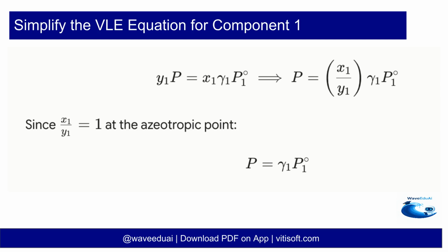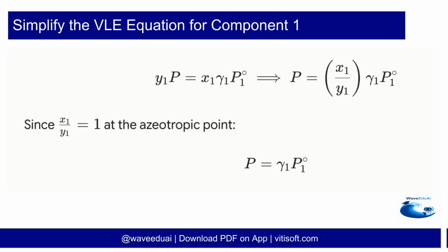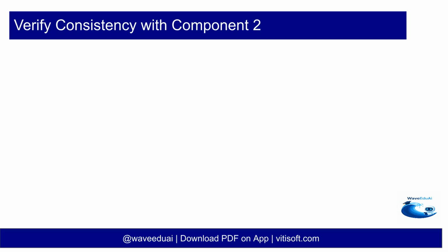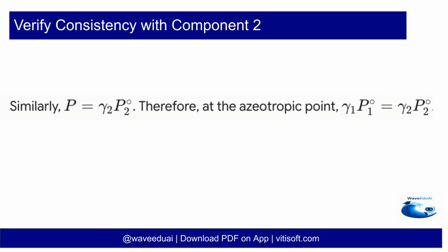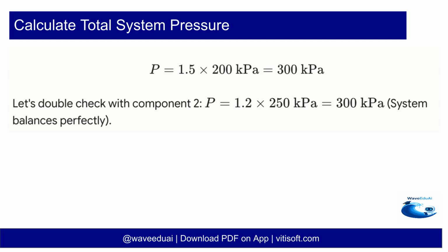By substituting the azeotropic condition, where the composition ratio is 1, the equation for total pressure becomes the product of the activity coefficient and the pure vapor pressure of the component. We can verify this consistency with component 2. At the azeotropic point, the product of the activity coefficient and pure vapor pressure must be the same for both components, confirming our derivation. Now let's calculate the total system pressure.